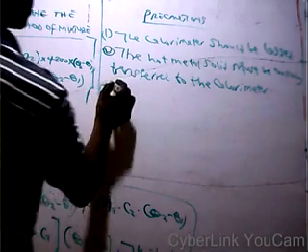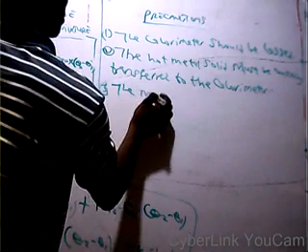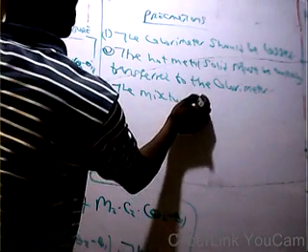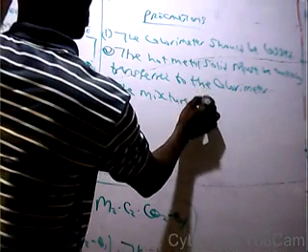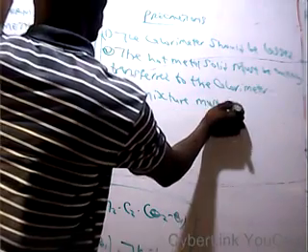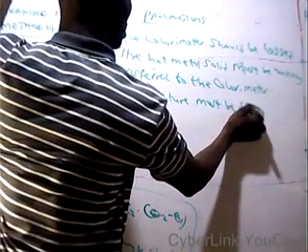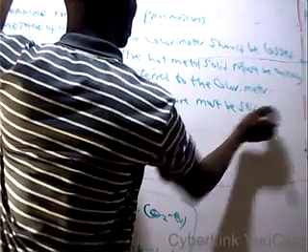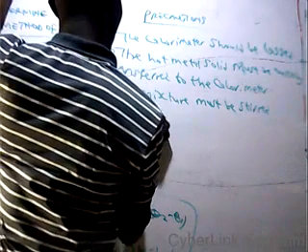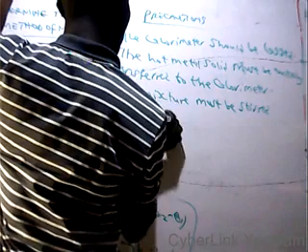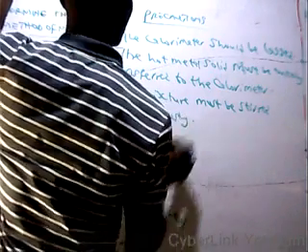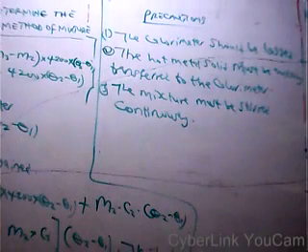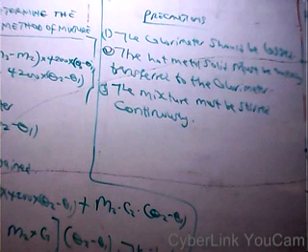And 3, the mixture must be stirred continuously. The mixture must be stirred continuously. So these are the precautions that must be taken into consideration in order to have a very perfect and correct measurement.